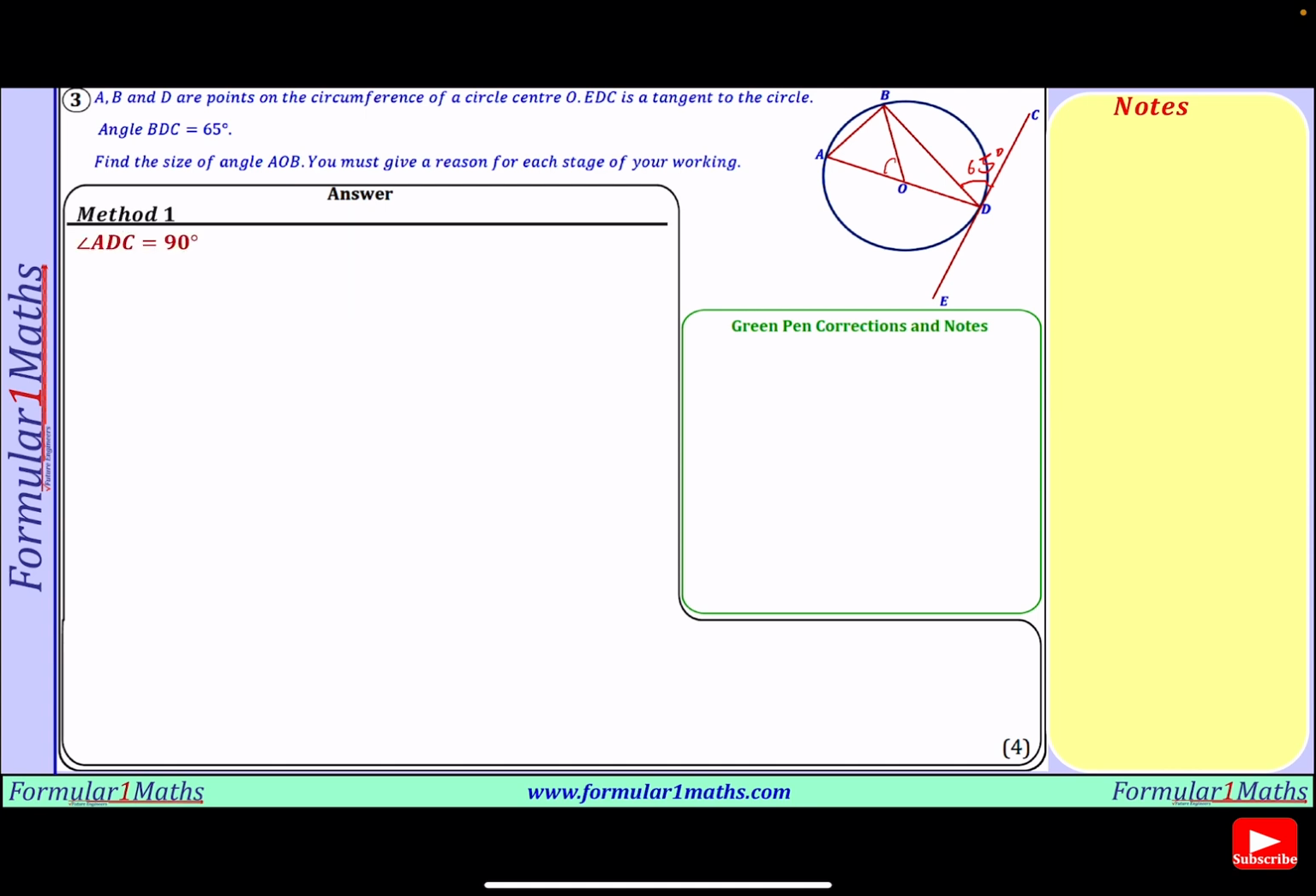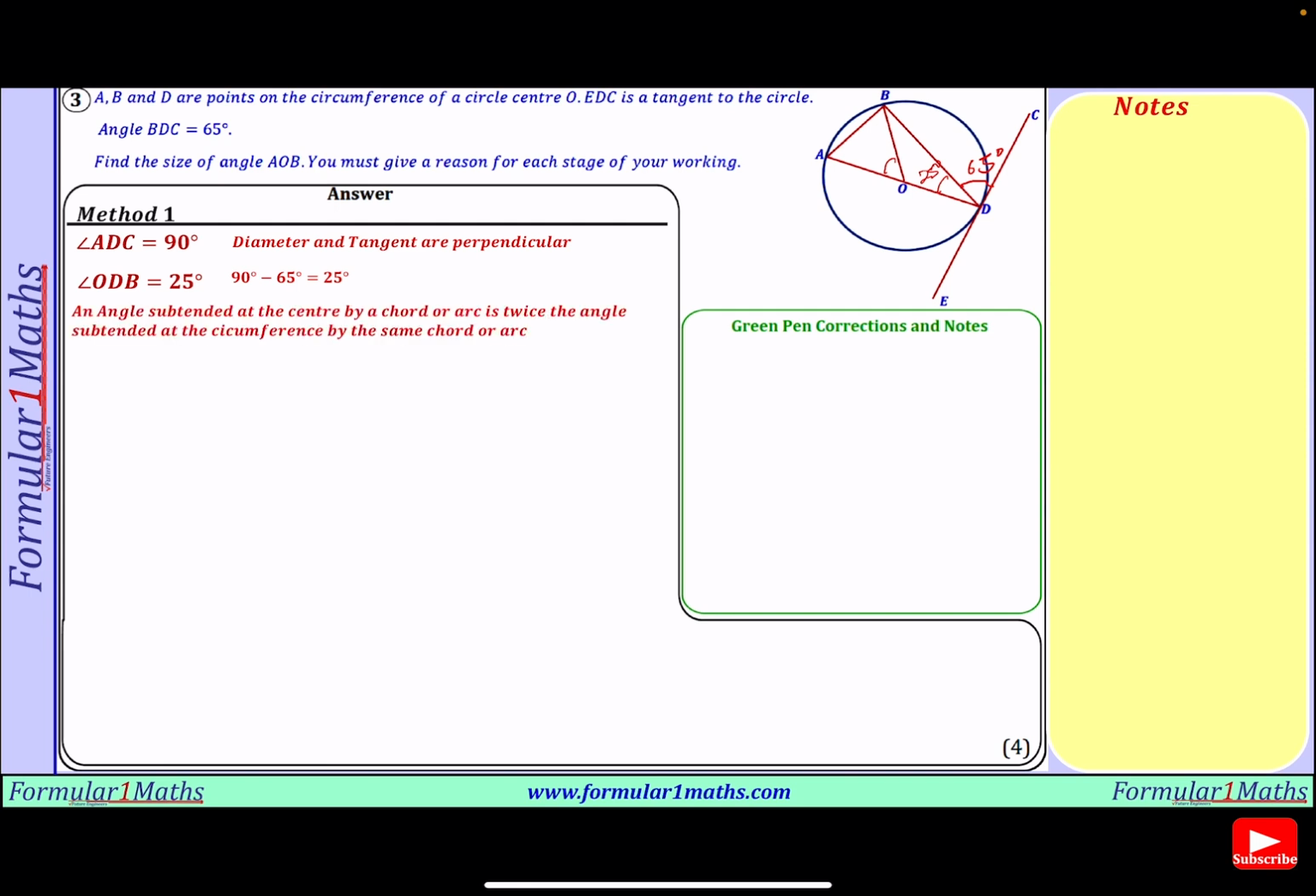ADC is 90. And the reason you give for that is diameter and tangent are perpendicular. So the diameter of a circle and a tangent to it will always meet at 90 degrees. So now we can calculate this angle here easily. Because the whole of that is 90, and this is 65, this means this is 25 degrees. And this is by subtraction.